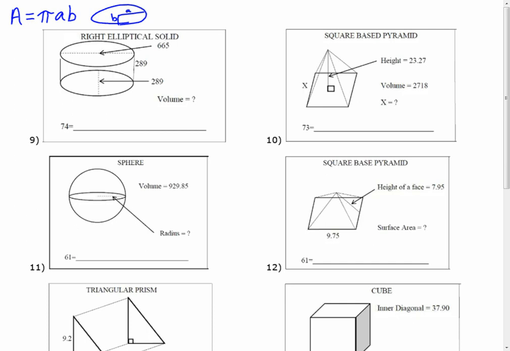So the area of the base is going to be pi AB, and we're going to multiply that times the height to find the volume. A is going to be, and it really doesn't matter which one's A and which one's B, I'm just going to start with the 289 that's on the bottom here going across. I want to divide that by 2 to get half of it. Then my other line going across is 665. We also need to divide it by 2. So that's our pi AB. We've got our height here that we can multiply by, and that will get us our answer.